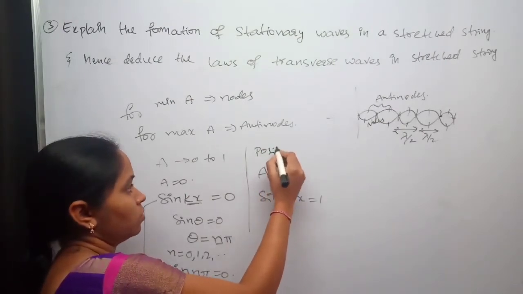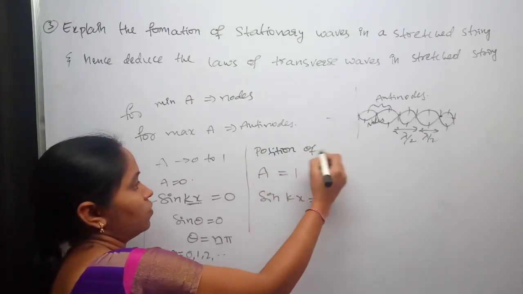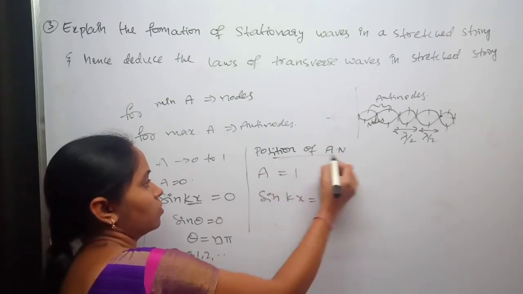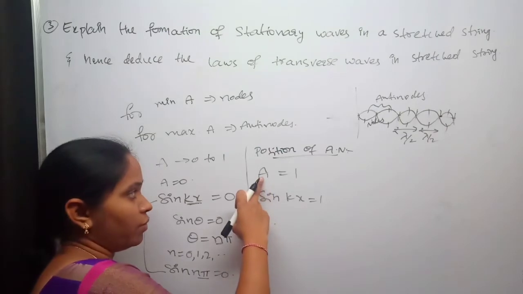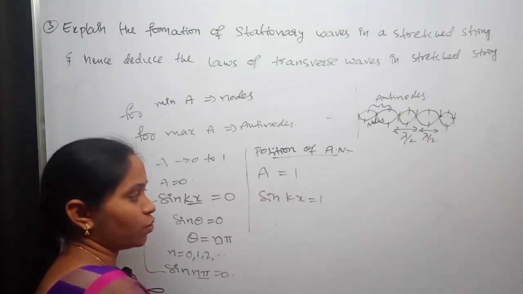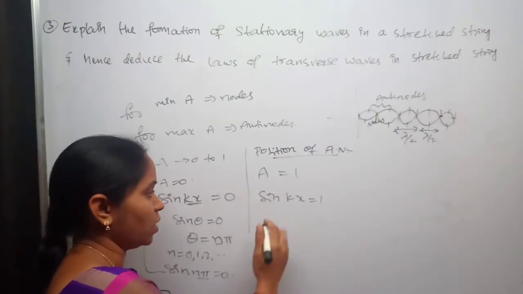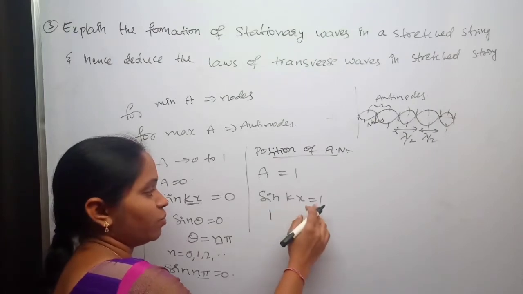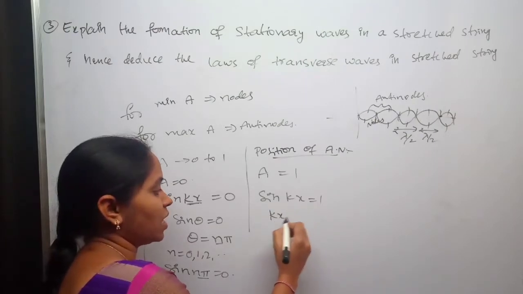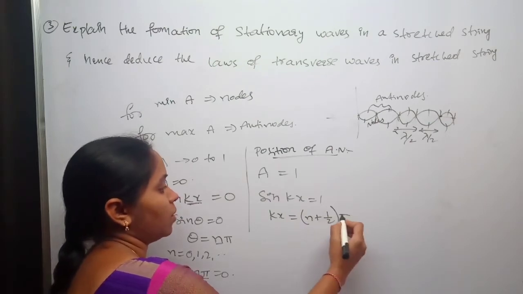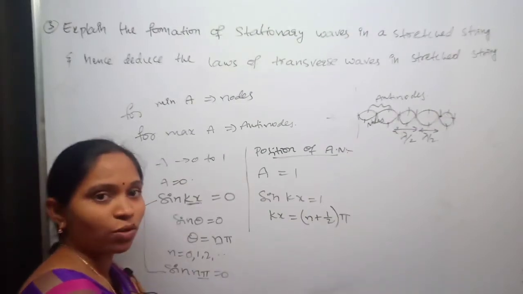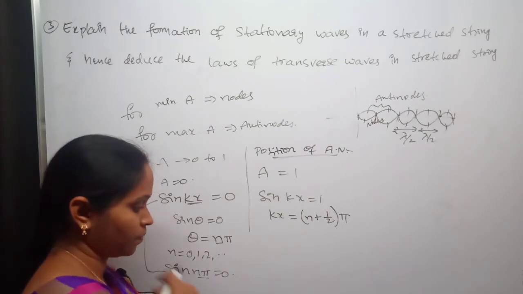Position of antinodes. Let's derive the position for antinodes. Whenever the amplitude is equal to 1, sin kx is equal to 1, and this sin kx will be equal to 1 whenever this kx value is equal to (n plus 1 by 2) times of pi.